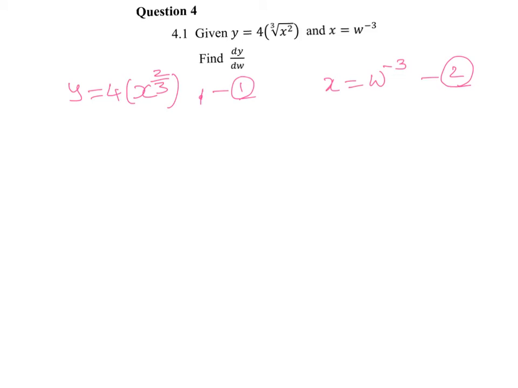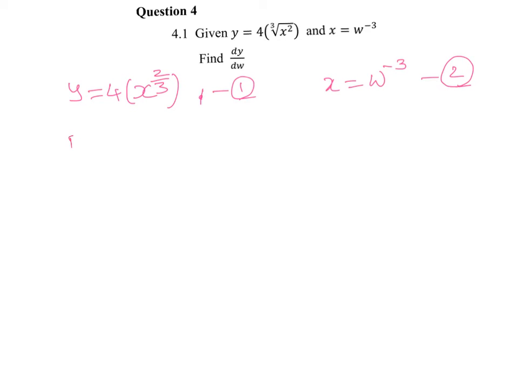Now what I'll do here is, I need dy over dw. Therefore I must have a function y in terms of w. Therefore what I'll do now is, I know x is equal to w to the power of negative 3. So I put equation number 2 into equation number 1.